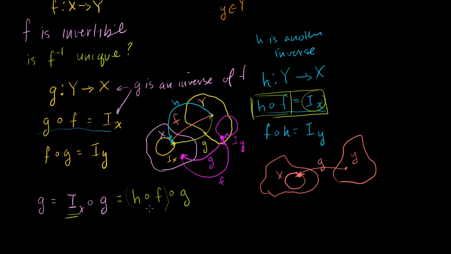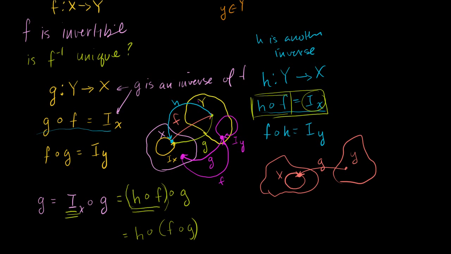But I showed you a couple of videos ago that the composition of functions or of transformations is associative. It doesn't matter if you put the parentheses there or if you put the parentheses there. I'll put the parentheses there at first, just so you can understand that this is the same thing as that right there. But we know that composition is associative. So this is equal to the composition of h with the composition of f and g.